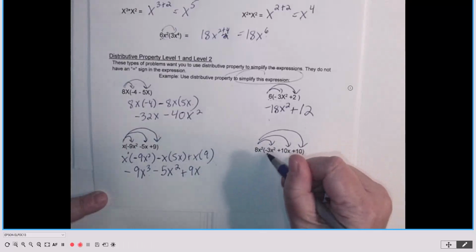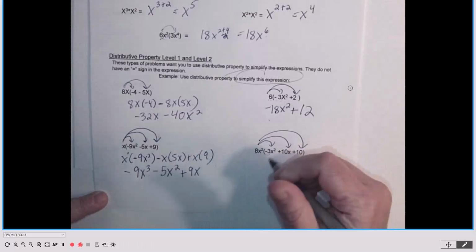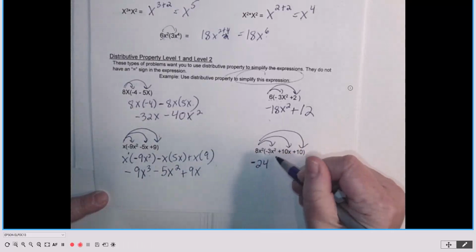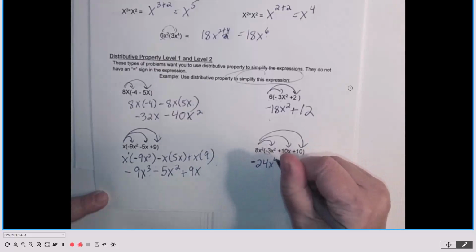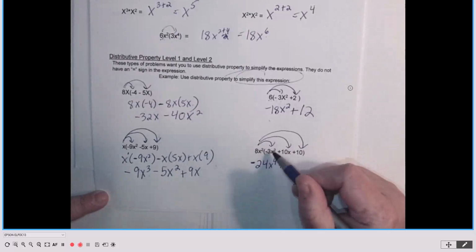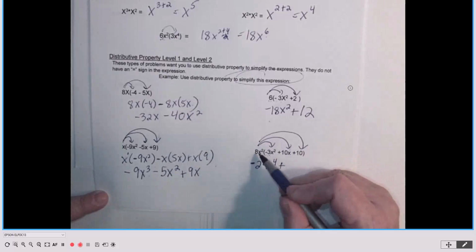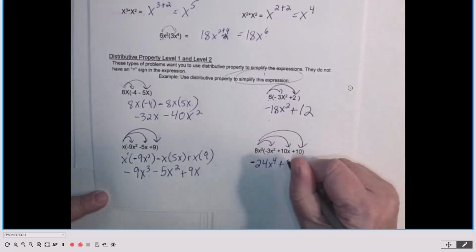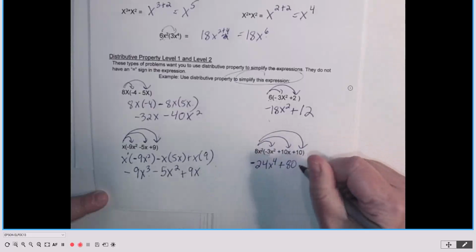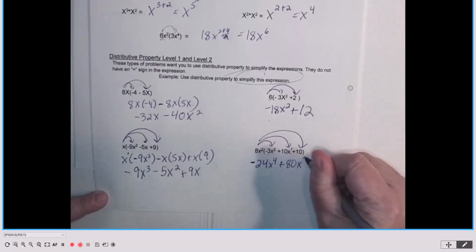So 8 times negative 3, it's a negative. Ooh, those negatives. So this becomes a negative 24. x squared and x squared, I'm adding those up, becomes x to the 4th. Plus, I'm going to follow that arrow. 8 times 10 is 80. x squared times x to the 1 is x cubed.